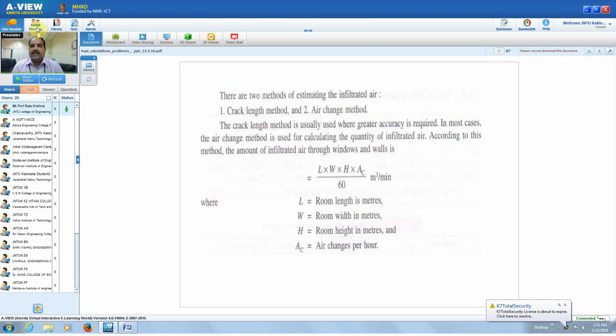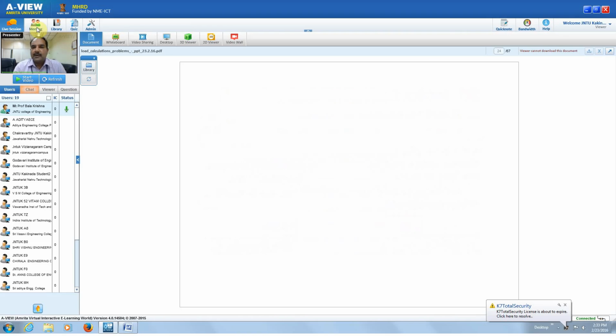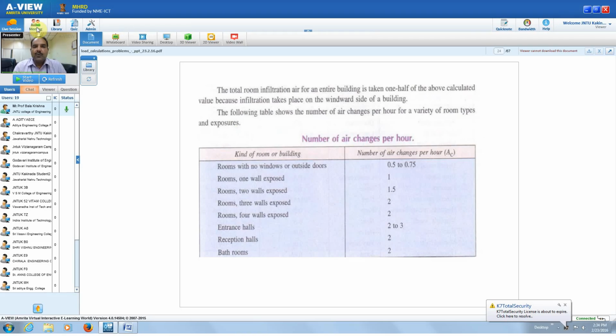Air change per hour means, suppose somebody suddenly wants to come inside the air conditioned room, he opens the door and then closes. And maybe one more person comes. That is the air change per hour. How many members are entering and going out must be calculated in this case. The total room infiltration air for the entire building is taken as one out of the above calculated value, because infiltration takes place on the window sides of buildings.